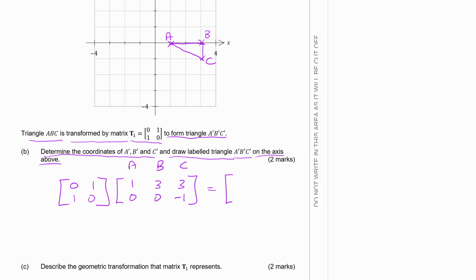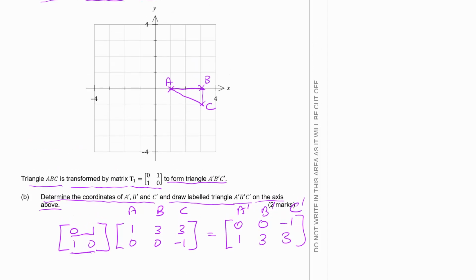And then if we multiply, 0, 1 times 1, 0 gives me 0. 1, 0 times 1, 0 gives me 1. So that's where A' is. Then we do the top row again times the 3, 0, that gives us 0. And the bottom row times 3, 0 gives me 3. That's B'. And then 0, 1 times 3, -1 gives me -1. And 1, 0 times 3, -1 gives 3.